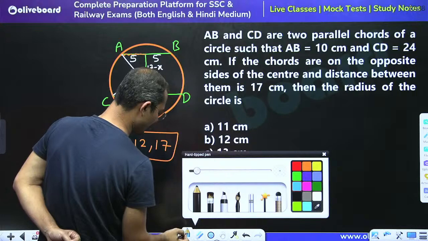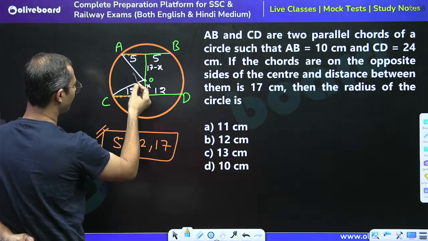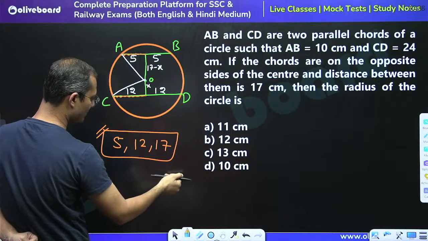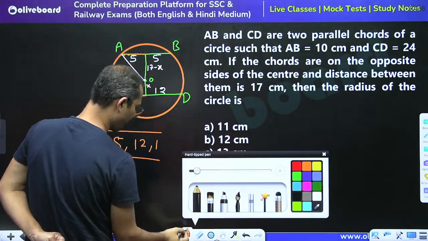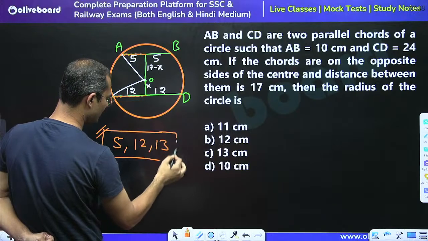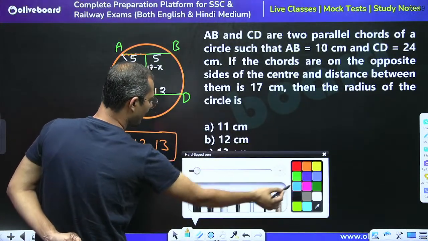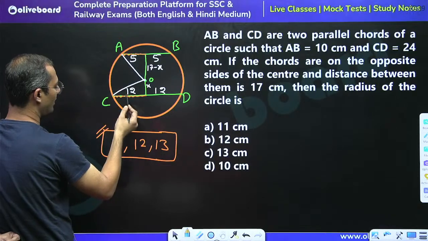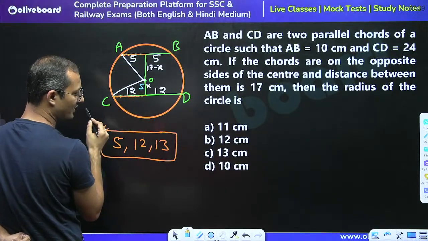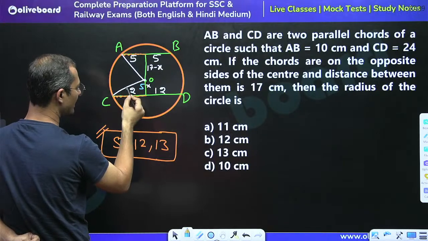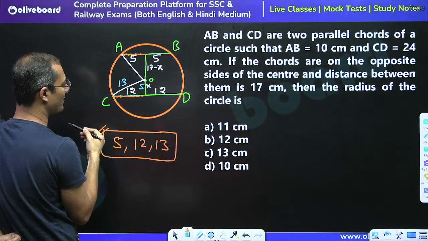if we follow this, 5, 12 and 17, it means, sorry, 5, 12 and 13, not 17. 5, 12 and 13, this is the triplet, right? So we can say that if this is 12, and we take x as 5, then the radius would be equal to 13, right? Let me check whether it is satisfying or not.